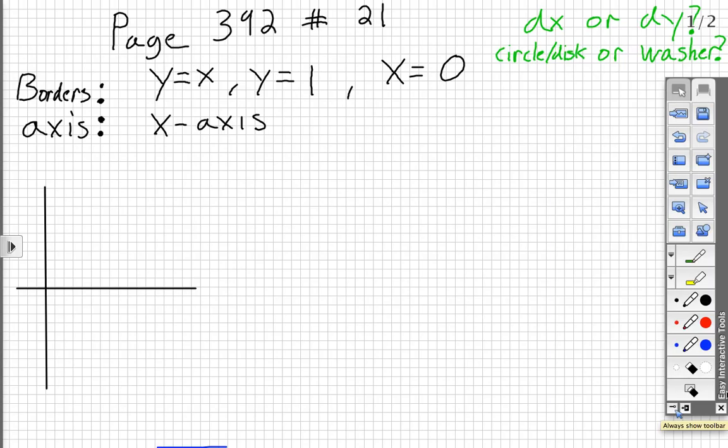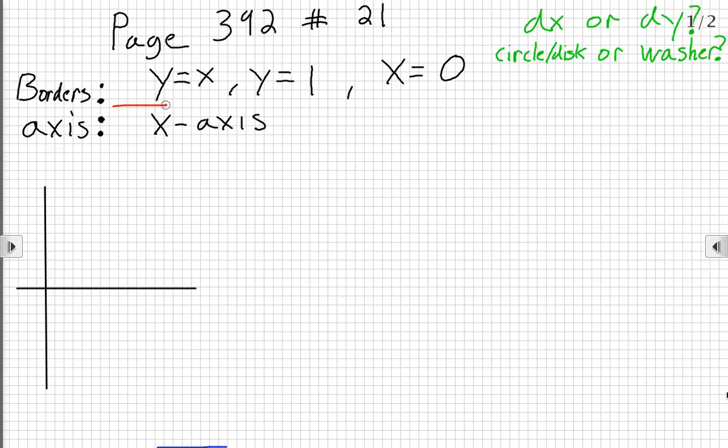Welcome to the solutions for the third homework assignment on volumes by revolution. This was the first problem assigned, page 392, number 21. We have three equations that describe the border of the area we will rotate: y equals x, y equals 1, and x equals 0. And then in the previous paragraph, the x-axis is described as the axis of revolution.